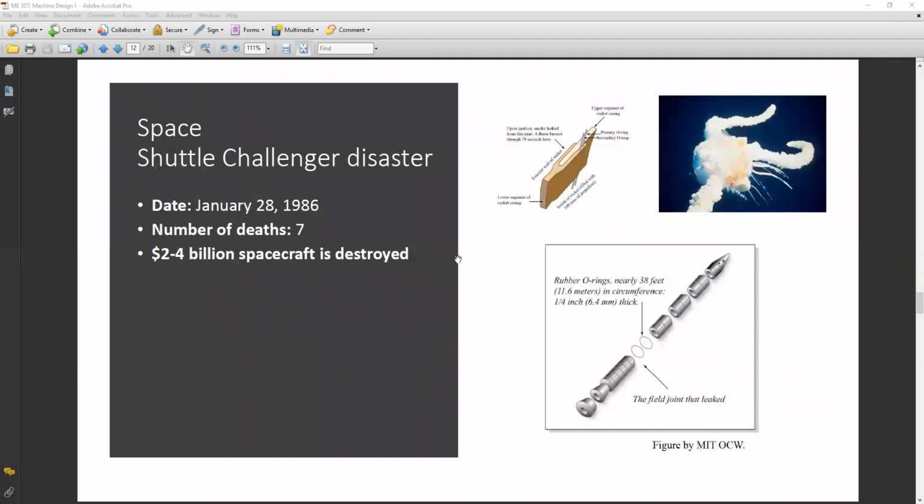This one was totally different. This was a primary failure of mechanical design, like the one we are teaching you, because it's very simple. There was a seal, we call it the O-ring, which is an oil ring.